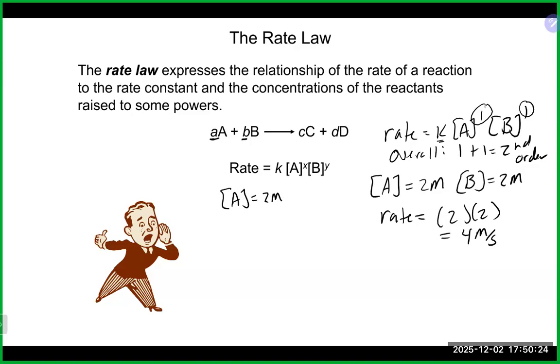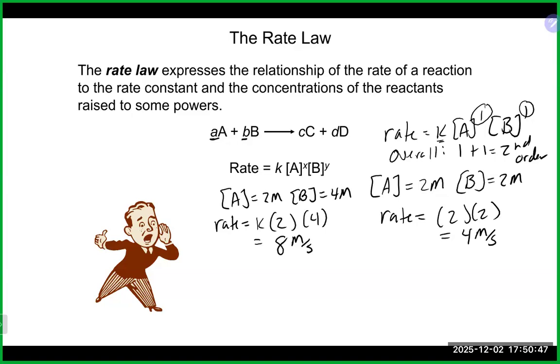So I'm going to go 2 molar for A. And now for B, instead of 2 molar, I'm going to increase it to 4 molar. So I'm going to double just the concentration of B in this case. And if I put that into my rate expression here, our rate law, we'll end up with K times 2 times 4. And that's going to end up now with 8 molar seconds.